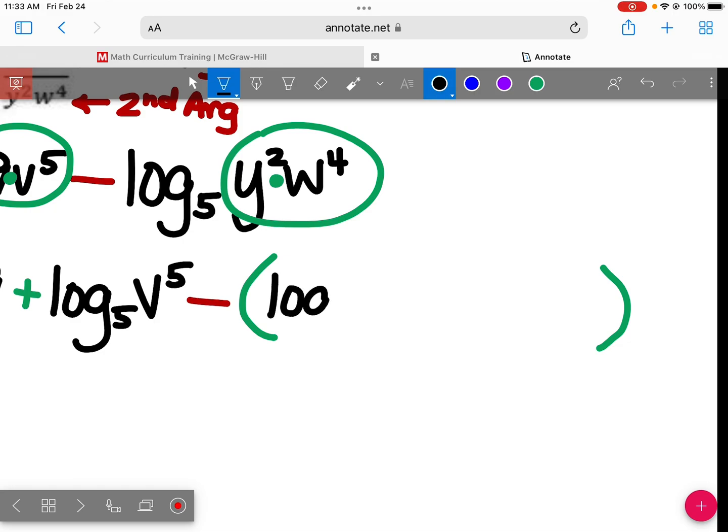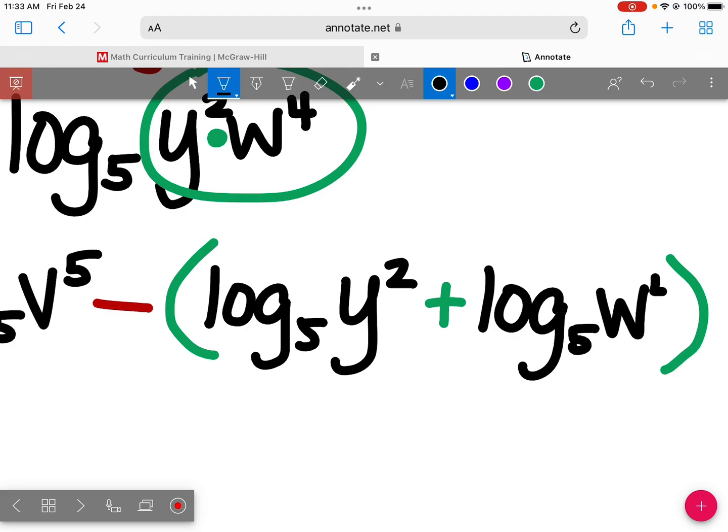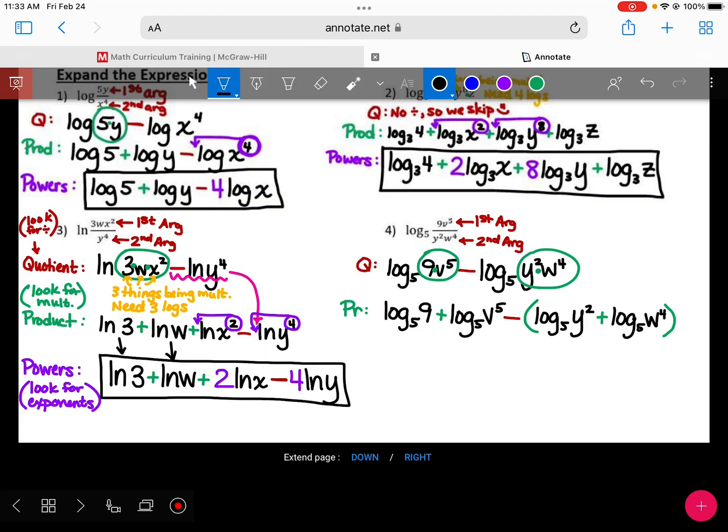Why did you put that in the other one? There weren't 2 things in the denominator on any of the others. There wasn't anything being multiplied. Whenever you have things being multiplied in the denominator, you're going to need parentheses there. Log base 5 of y squared plus what? Log base 5 of w to the 4th. Why do I have the parentheses again? If there's 2 things being multiplied in the denominator, we're going to need parentheses.